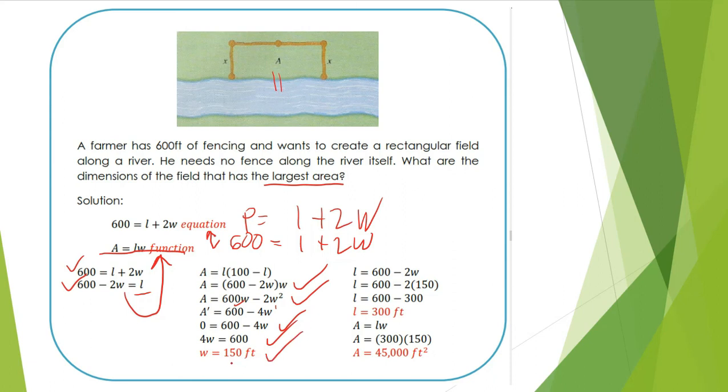And then we substitute the width, or W, back to the equation. Pag sinubstitute natin yung 150 to W, ang makukuha naman natin is yung kanyang length. The length is equal to 300 feet. Now we get the width as 150 feet and the length as 300 feet, i-substitute natin siya dun sa maximization function para makuha natin yung largest area. So, 300 times 150 will give us 45,000 square feet.